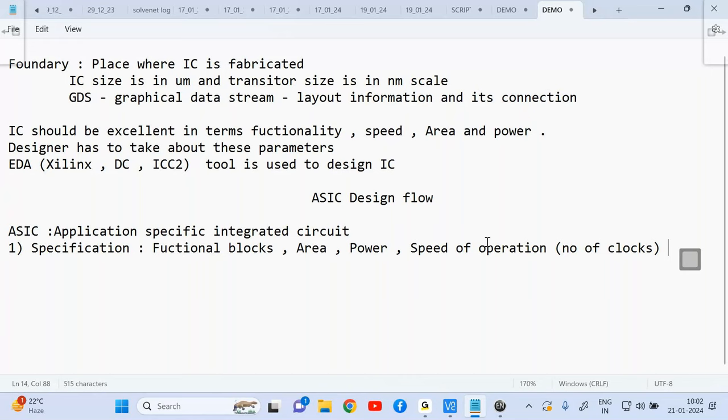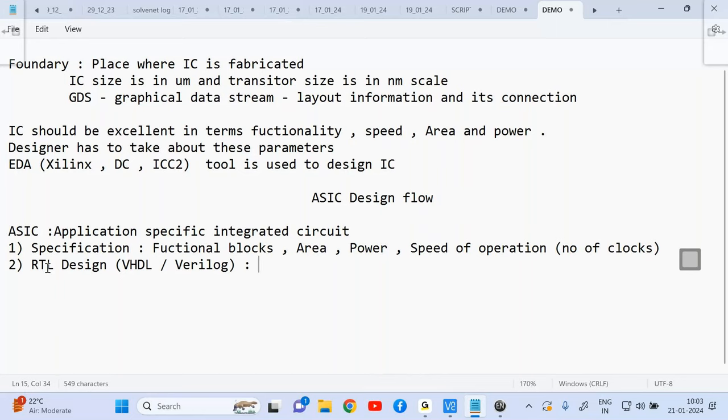So after specification, what's the next step? Design. Each and every functional block we have to implement. So how do we implement that? RTL design. Yes, good, right? We go for RTL coding, or RTL design. In RTL design we use VHDL or we use Verilog. Use VHDL or Verilog to write the program to start the design.